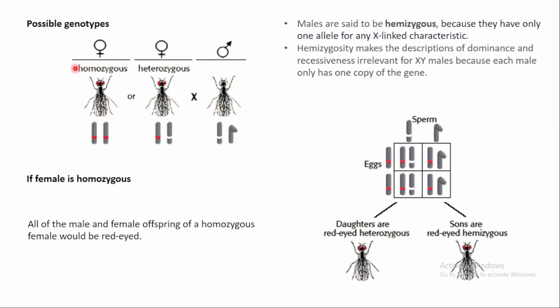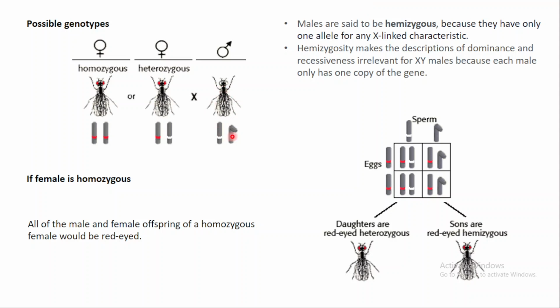So what are the possible genotypes of these parents? As I said, the white-eyed male can have only one genotype, which is W and the Y chromosome. Whereas the female can have two kinds of genotype: either W plus W plus, two dominant alleles of red, or heterozygous, where one is a dominant allele of red and one is a recessive allele of white.